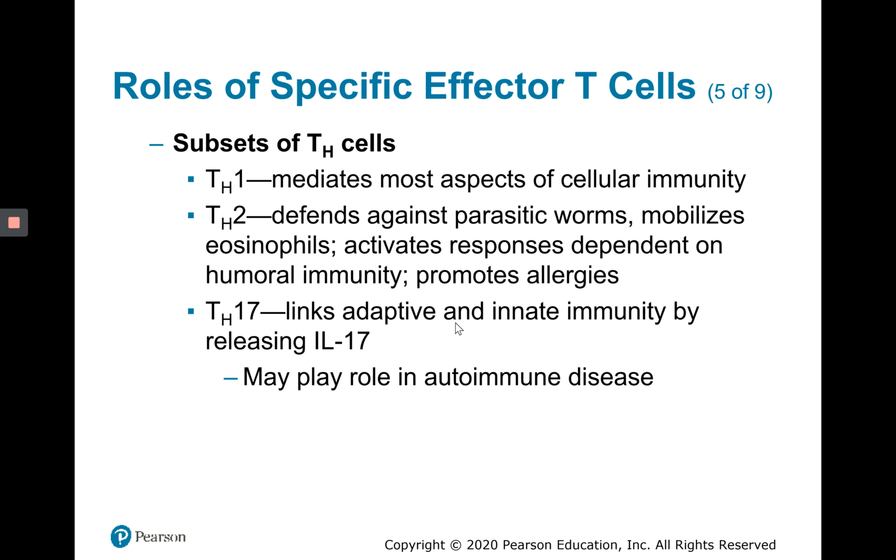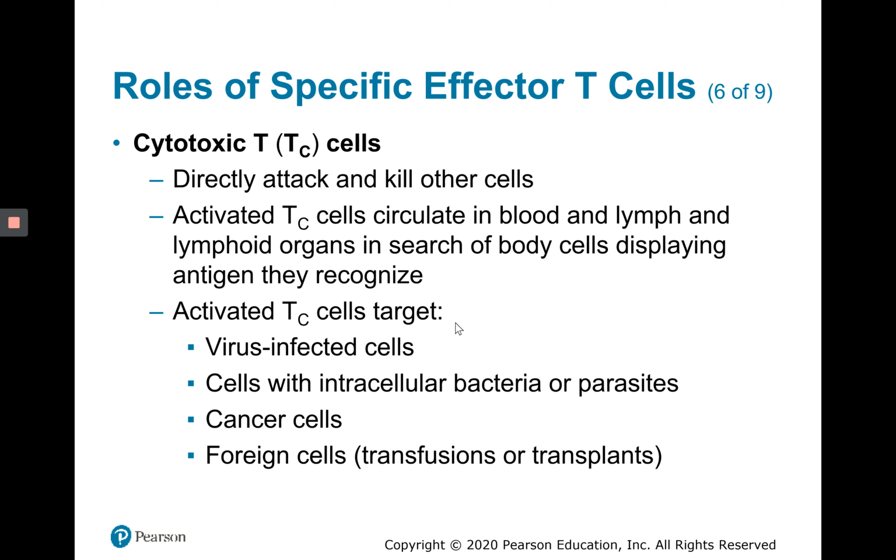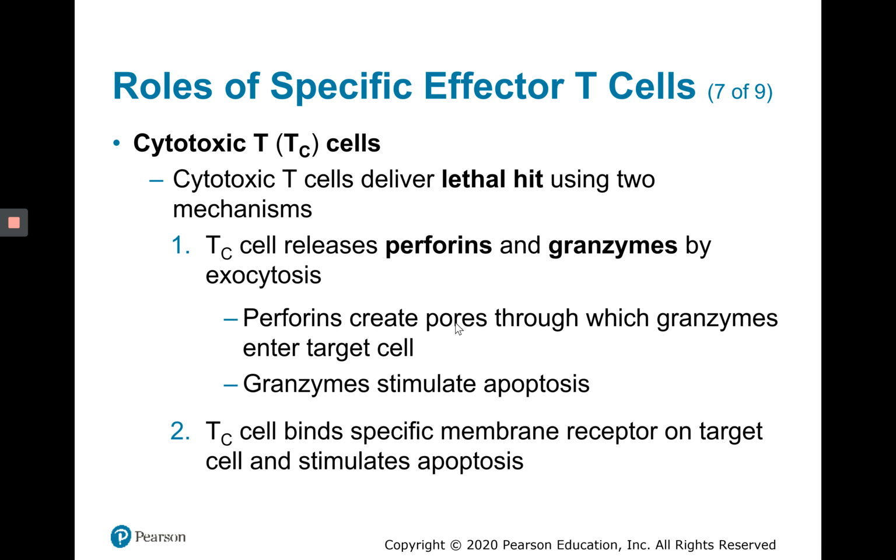Let's also look at cytotoxic T cells, which directly attack and kill other cells. So it is important to note that cytotoxic T cells are direct in their action. The activated cytotoxic T cells actually circulate in the blood and lymph, or the body's humors. We can also find some in lymphoid organs like lymph nodes. They're able to search body cells that display foreign antigens they recognize on the correct MHC protein. Activated cytotoxic T cells are going to target virus-infected cells, cells with intracellular bacteria or parasites, cancerous cells, or foreign cells from transfusions or transplants. So they're looking for endogenous antigens.